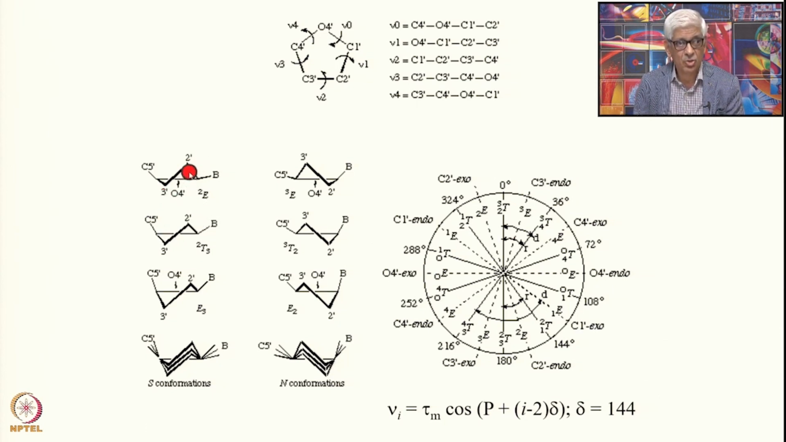So in this case the 2 prime is above the plane of the ring and the 3 prime is below the plane of the ring, and the O4 prime is here. The O4 prime is always there only. And in this structure the 3 prime is above the plane of the ring and the 2 prime is below the plane of the ring.